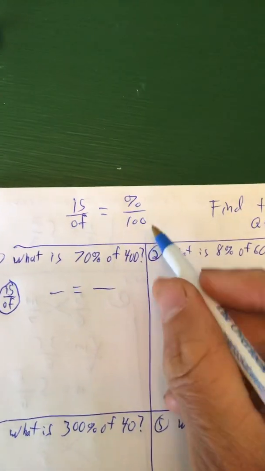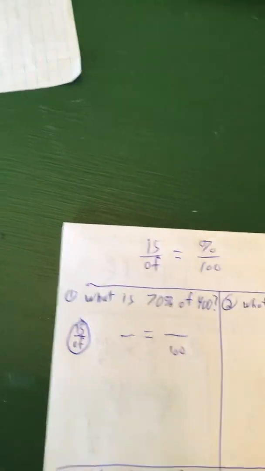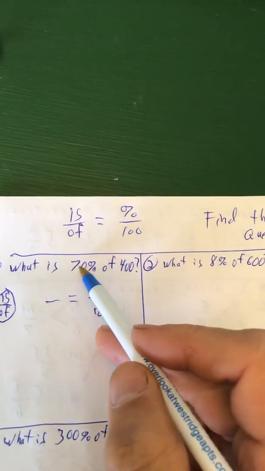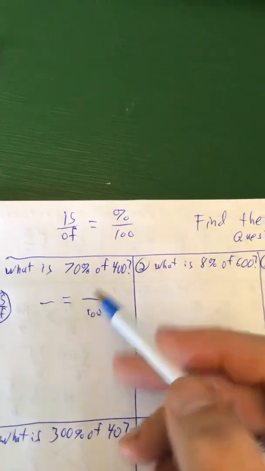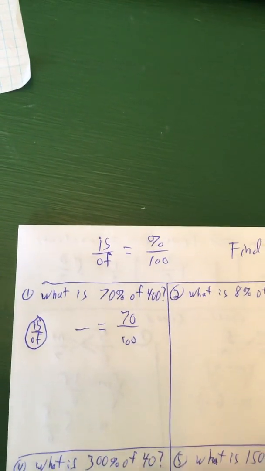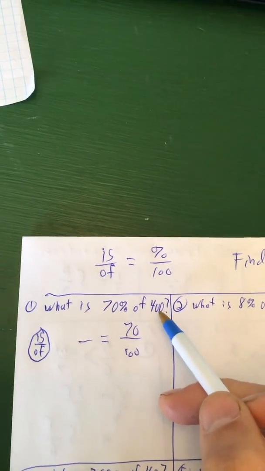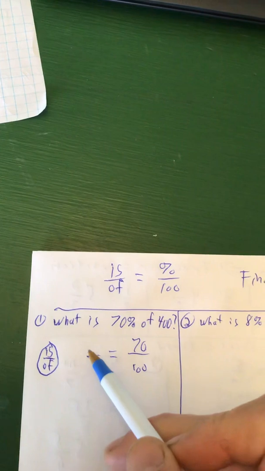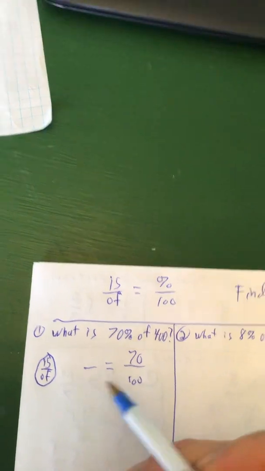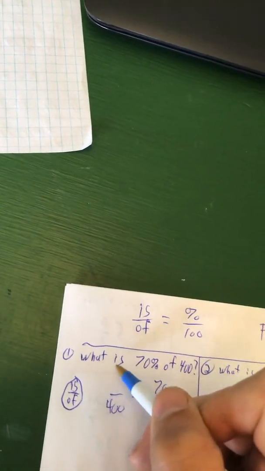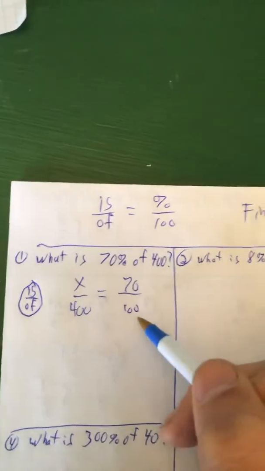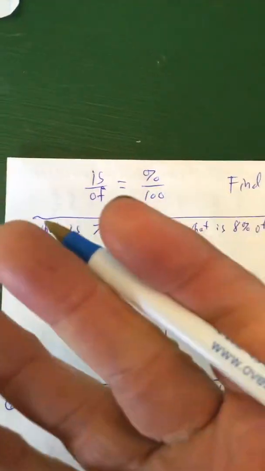The easiest thing is the 100's always in the bottom right, so put 100 down here. The percent always goes over 100, so whatever the percent is, drop the percent sign and stick that over 100. 70% — the 70 goes over the 100. The tough question is, where's the 400 go? Does it go on the top or bottom? Well, is it the is or the of? The 400's by the of, so it's going to go on the bottom. What is, do you see how that's by the is? So there's my x.